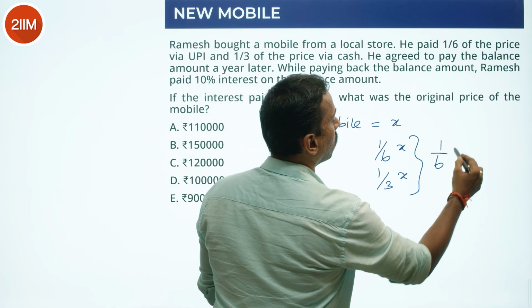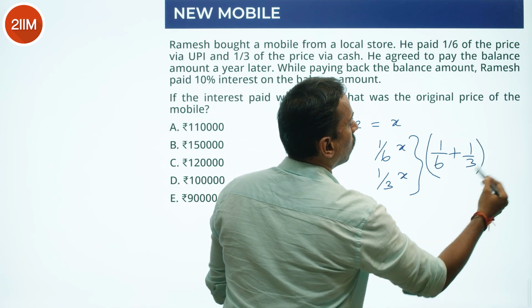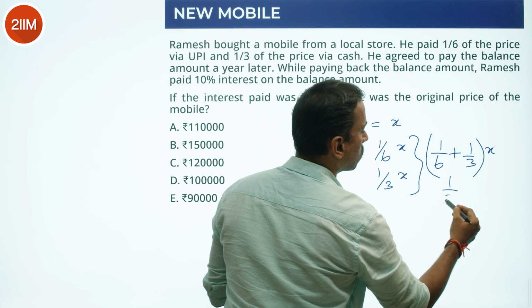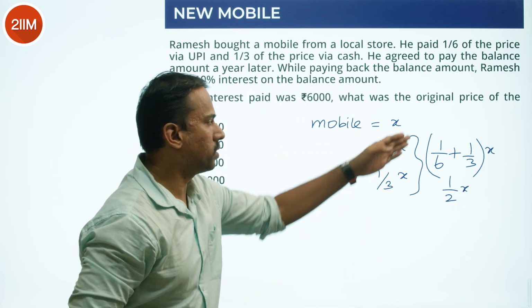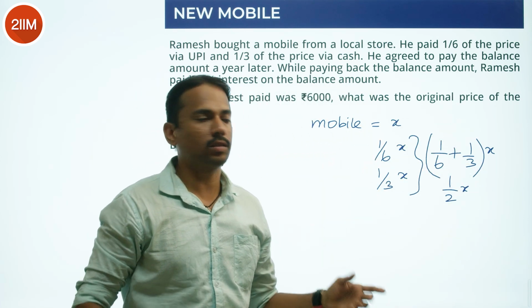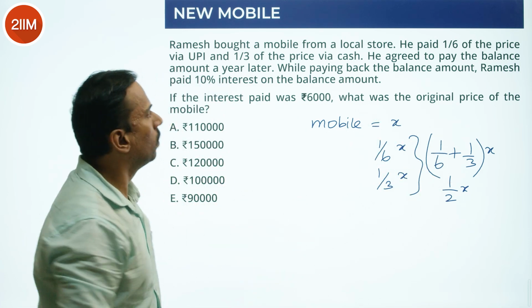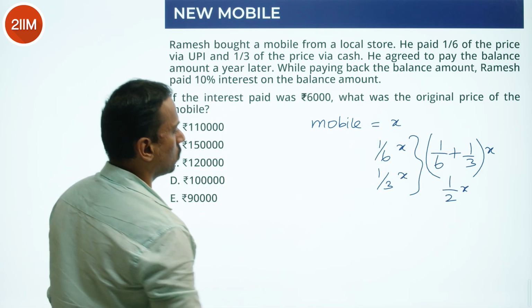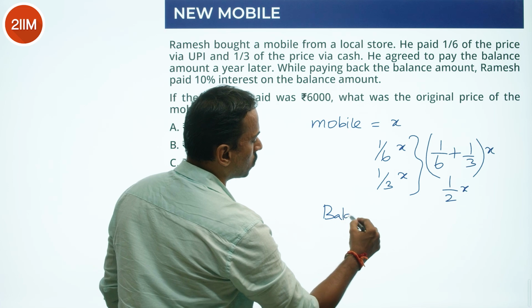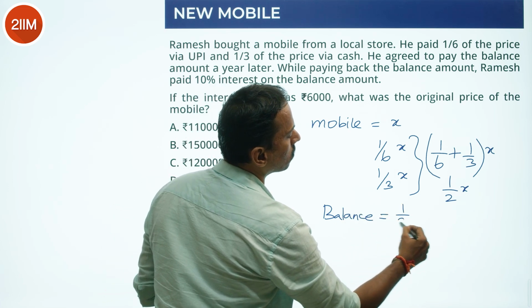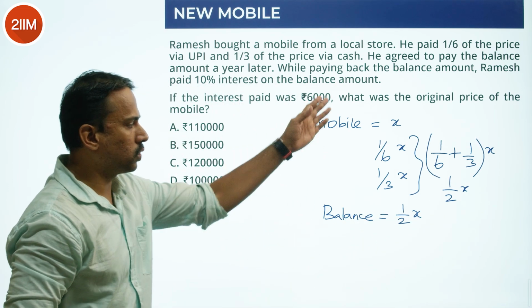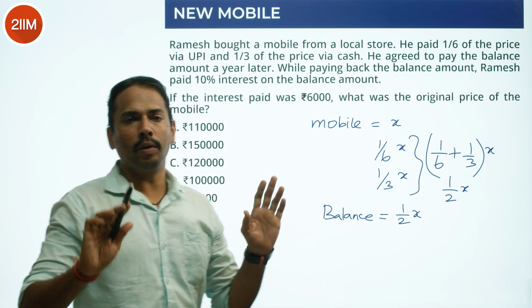So, this will give us 1 by 2x, because it's basically 1 by 6 plus 2 by 6, 3 by 6. 1 by 2x is paid. He agreed to pay the balance. So, what about the balance? Well, the balance is going to be another 1 by 2x. So, out of x, 1 by 2x is paid, balance will be 1 by 2x.